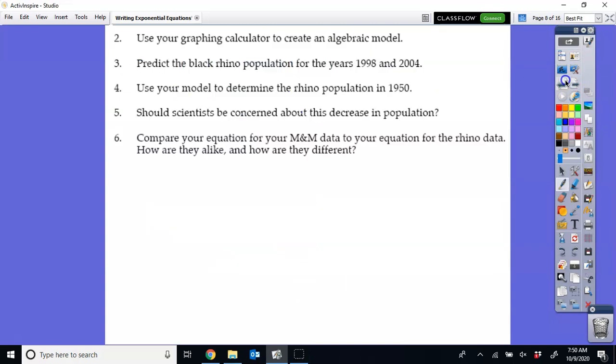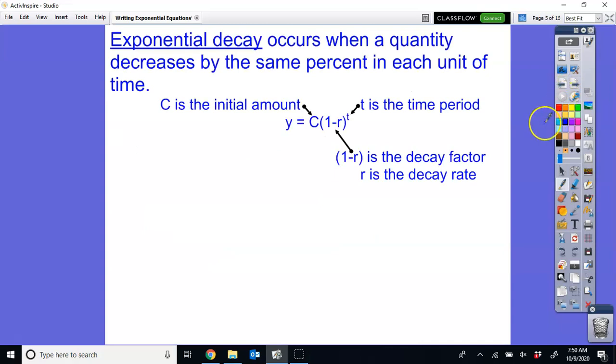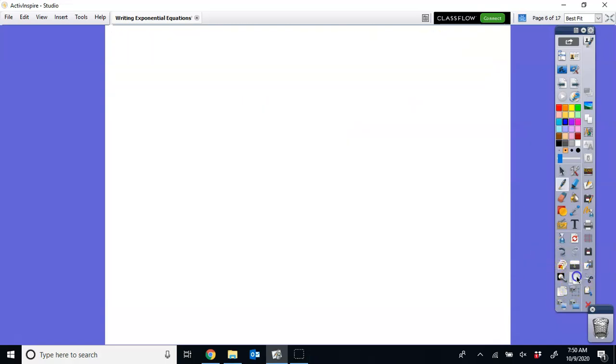Exponential decay is the opposite of that. Exponential decay occurs when a quantity decreases by the same percent in each unit of time. Because I'm a sports guy and I love basketball in particular, I always think of the NCAA tournament. On the first weekend of the tournament, on day 0, there's 64 teams. Now, I know they've added a couple of extra teams called play-in games, but we're going to stick with just 64 to keep it simple.